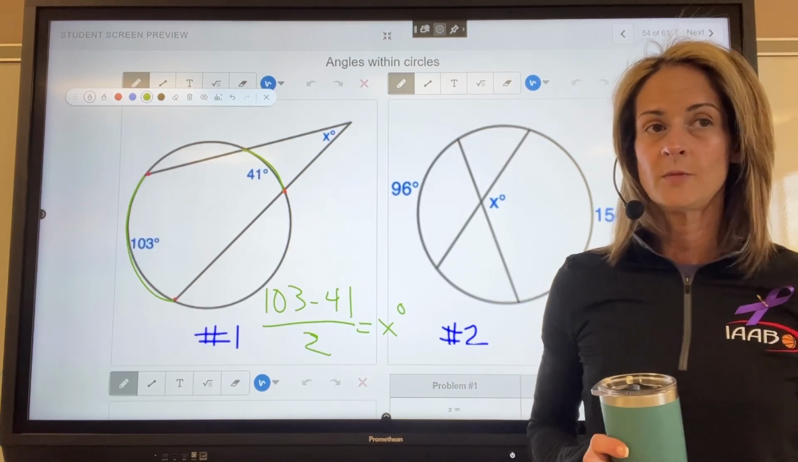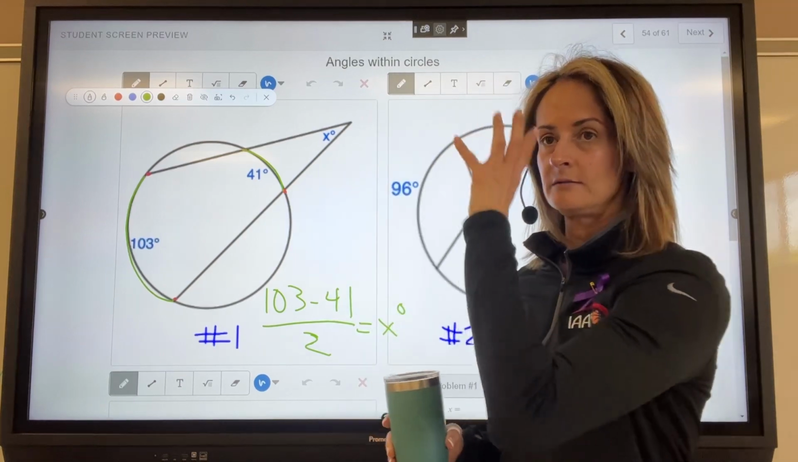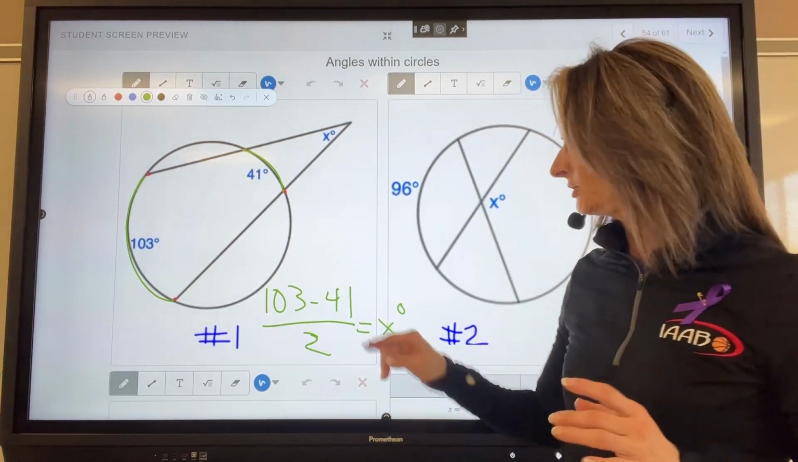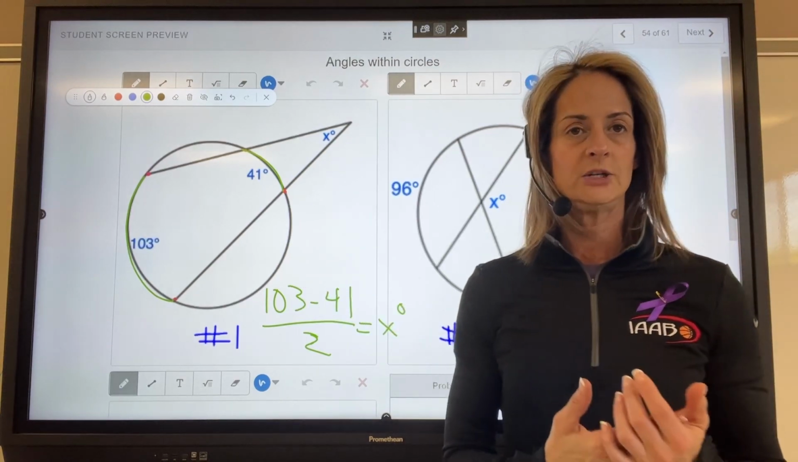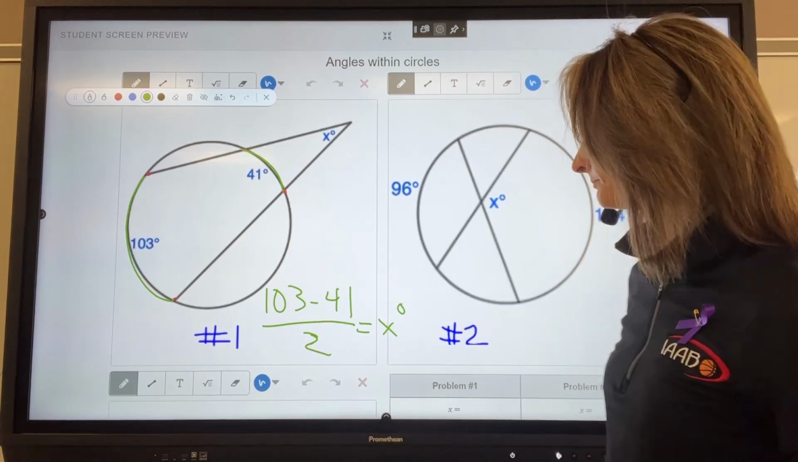And you should have looked the formula up, found the formula based on what the diagram looks like, and then if you don't remember it, hopefully now you know it. But what is it when you do 103 minus 41 and you divide by 2? 31. I heard that from multiple people. So 31 it is.